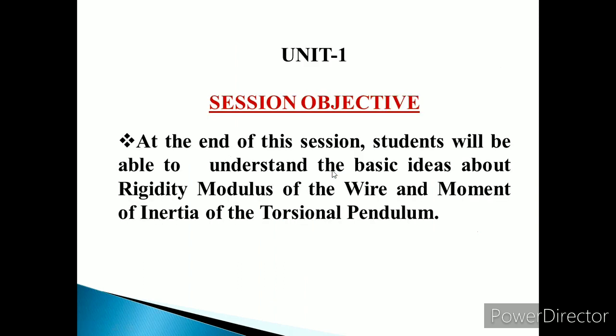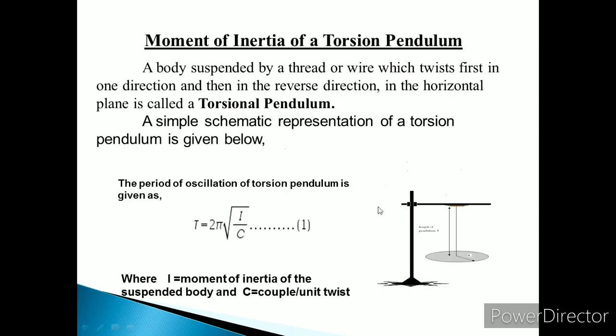Let me enter into the questions. This is the session objective. At the completion of this session, the students will be able to understand the basic ideas about the rigidity modulus of the wire and the moment of inertia. This is the main objective. The first one is the rigidity modulus of the wire and the moment of inertia of the disc on the basis of torsional pendulum. This is the main question. We are going to determine two things: one is the rigidity modulus and the other the moment of inertia, with the help of the torsional pendulum.